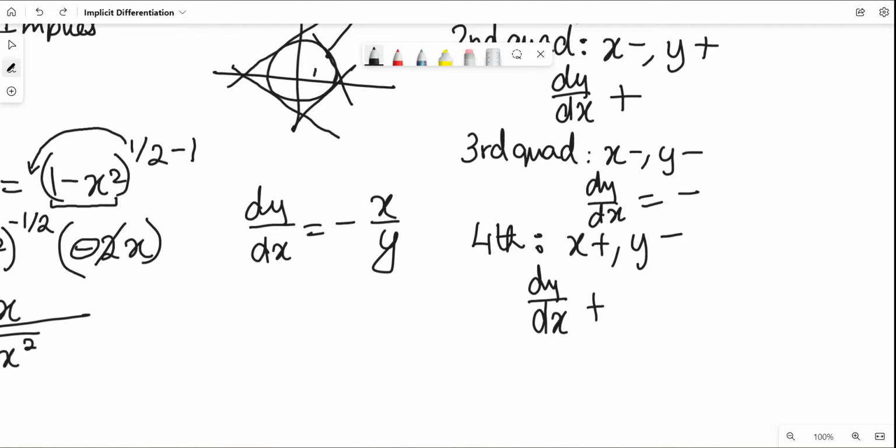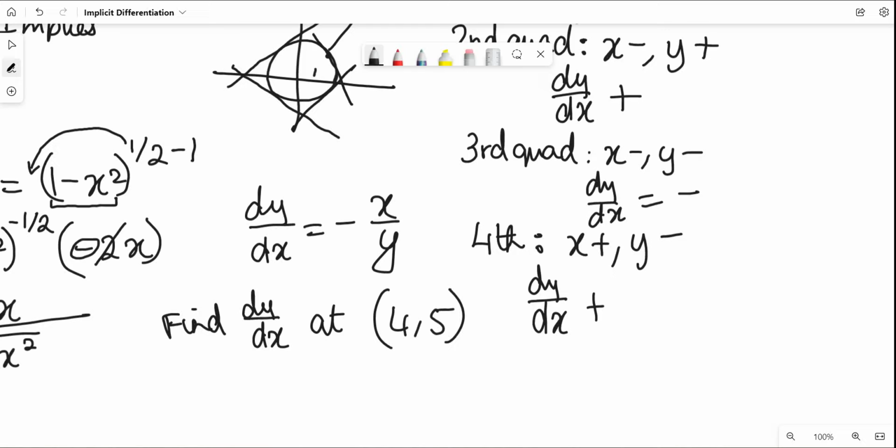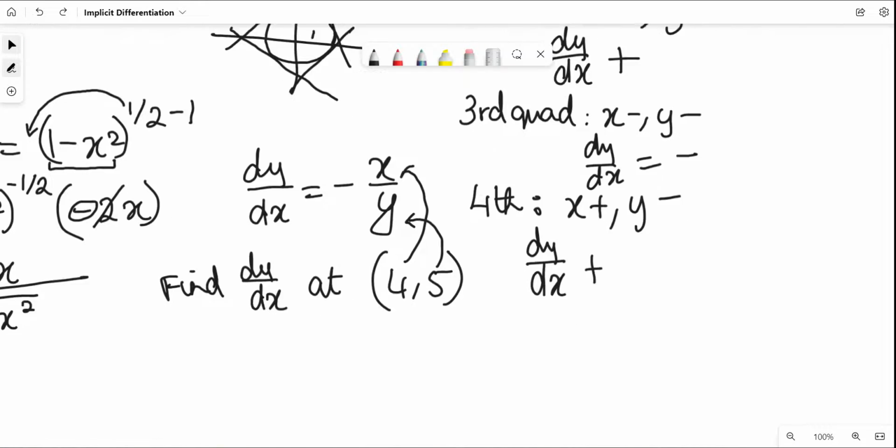But now they might give a question like, find dy by dx at the point 4, 5. So how you would find that is plug in 4 for x and plug in 5 for y. And 4, 5 is not actually a point on the circle because it's a unit circle, but it's just an example. And so that's pretty much it for implicit differentiation. And let's try some practice problems just to get better at this.